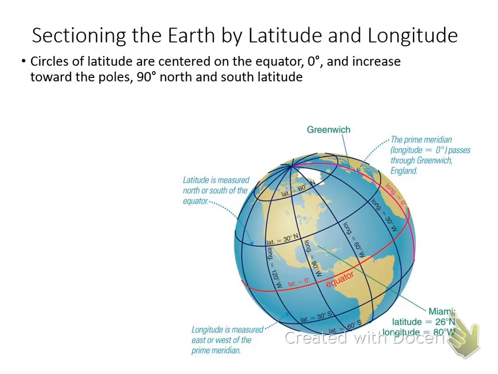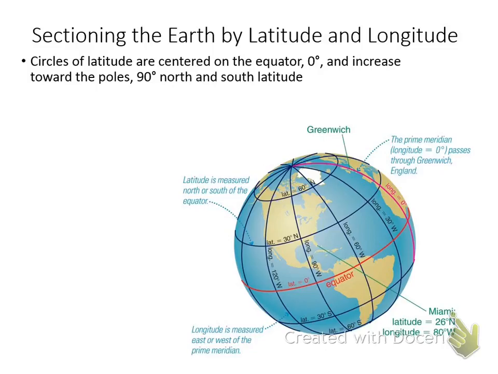But anyway, lines of latitude go around the globe, and they are relative to the equator. We're about 40 degrees north of the equator. And notice that it goes up to the poles, that's 90 degrees latitude.